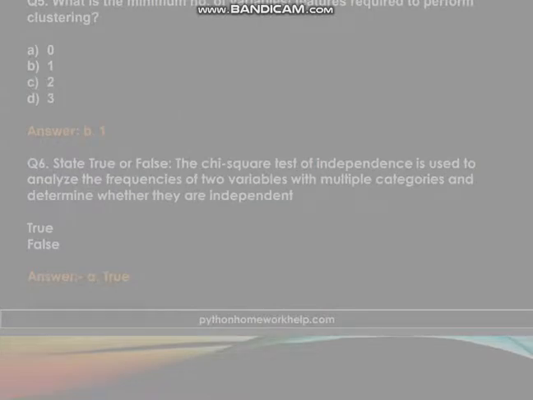Q5. What is the minimum number of variables/features required to perform clustering? A. 0, B. 1, C. 2, D. 3. Answer B. 1.